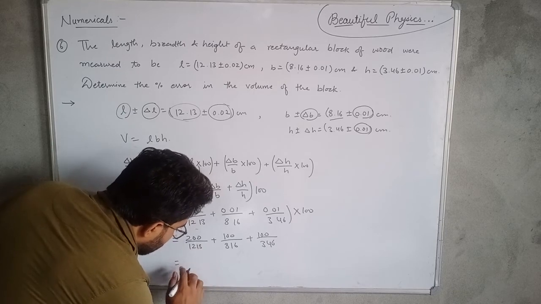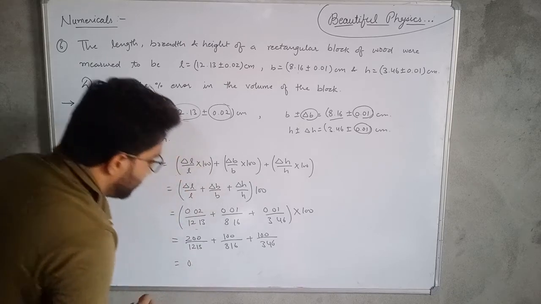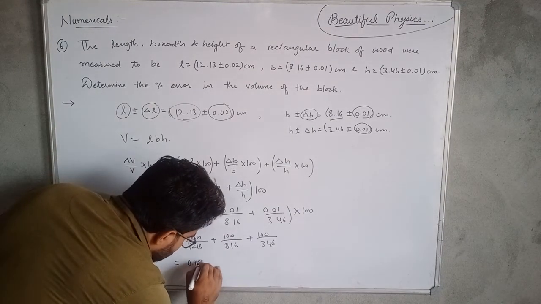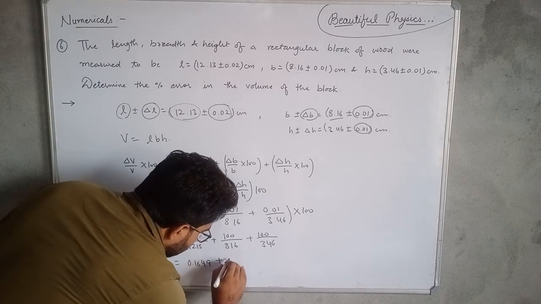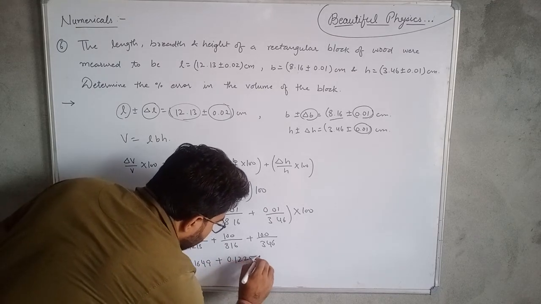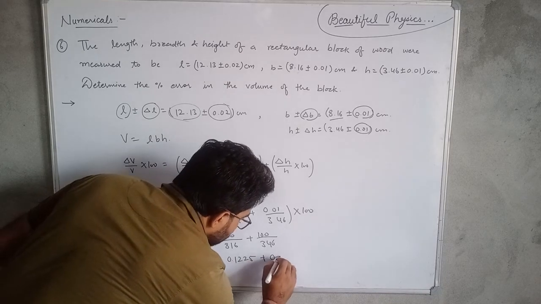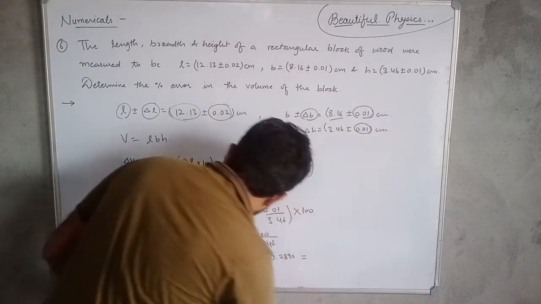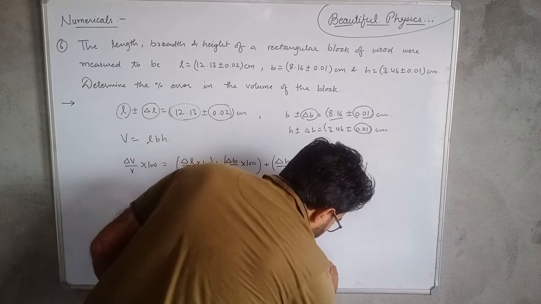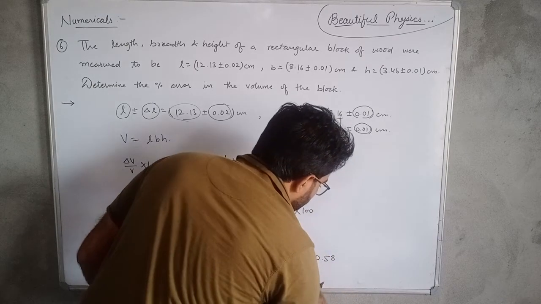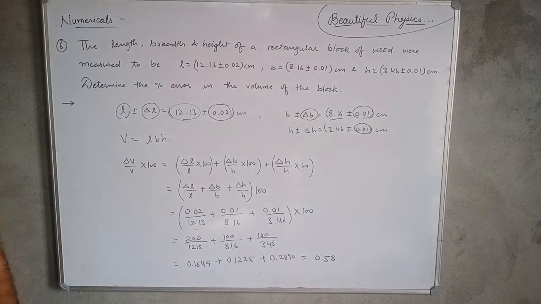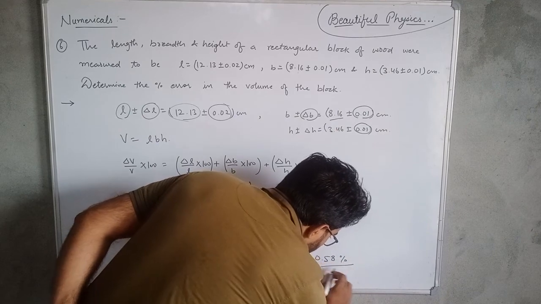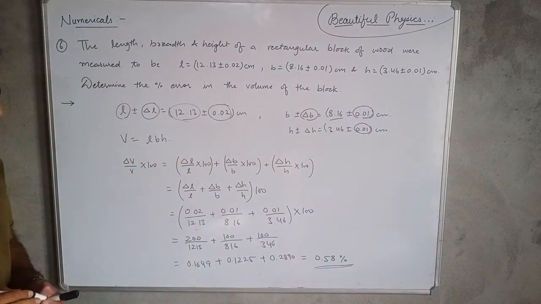this is equal to 0.1649 plus 0.1225 plus 0.2890, and when we add these values we have 0.58 percent. We have taken it to two decimal places.